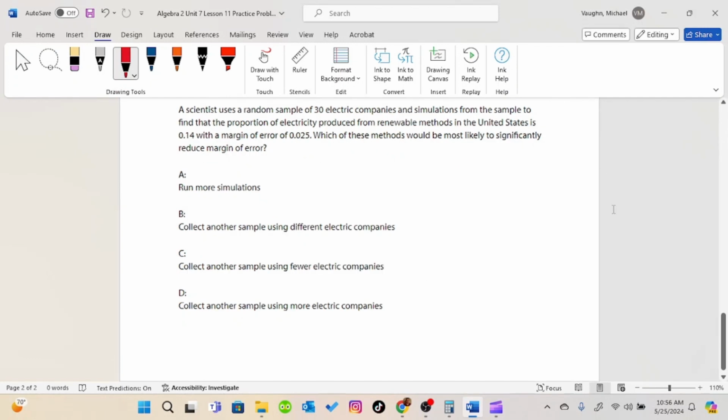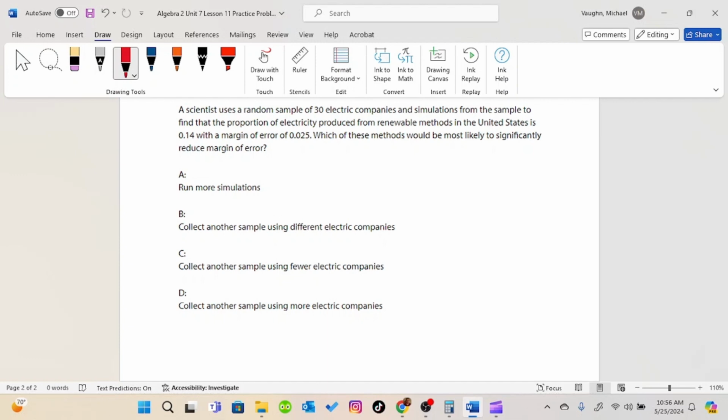The last practice problem on lesson 11 says a scientist uses a random sample of 30 electric companies and simulations from the sample to find that the proportion of electricity produced from renewable methods in the United States is 0.14 with a margin of error of 0.025. Which of these methods would be most likely to significantly reduce the margin of error?